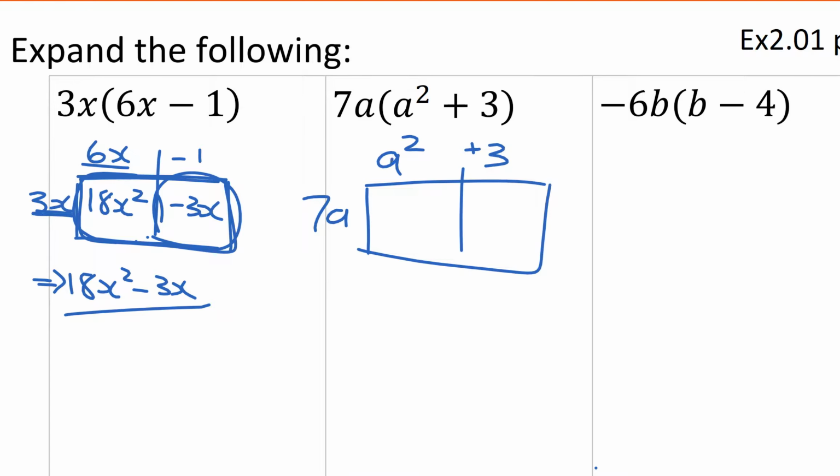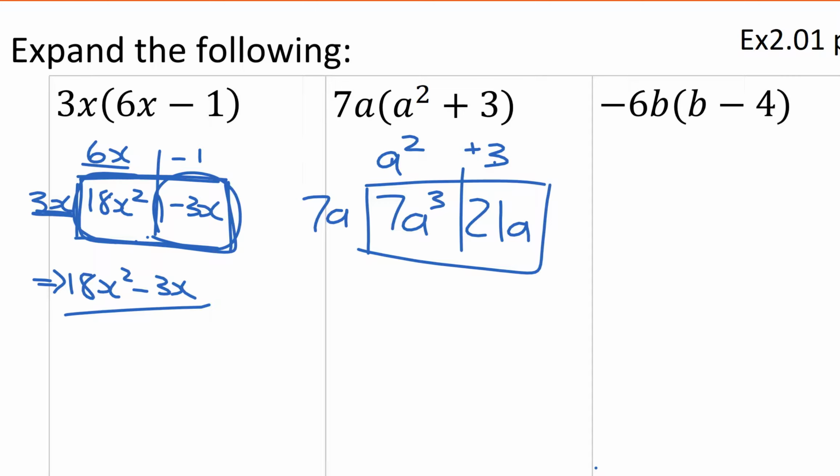What's 7a times a squared? 7a to the power of 3. What's 7a times 3? 21a. Okay, now if you didn't get 21a, what don't you know? So what do you need to do? Go back into those pages.